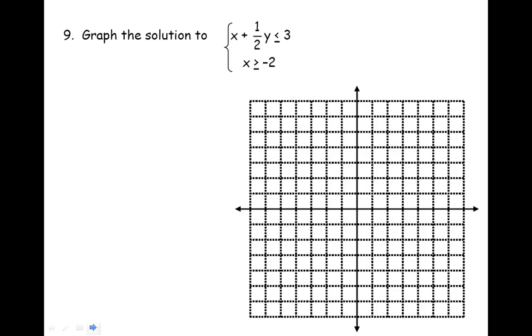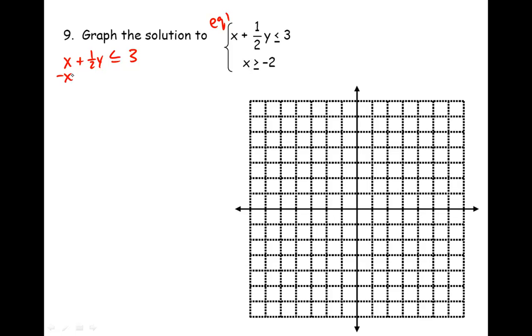Number 9, we want to graph some inequalities. There's several ways you can do this. For this first equation, equation 1, you could find the x-intercept by letting y equal 0 and then solving for x. Then you can find the y-intercept by letting x equal 0 and solving for y. But for some of you, it might be easier to take that first equation and solve for y. Put it in slope-intercept form.